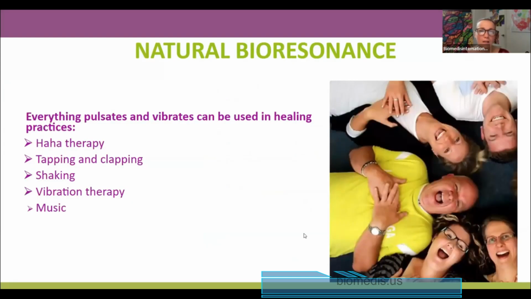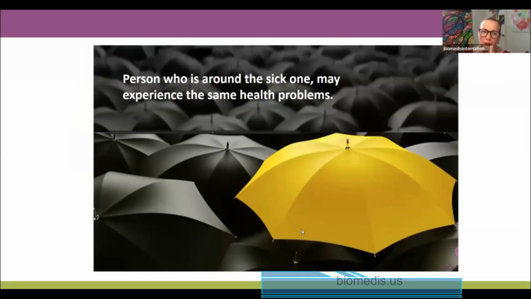So natural bioresonance is all around you. You can hug a tree, you can shake your body. Music is vibration, or even laugh therapy. They do have a study that if you laugh every single day for 5 or 15 minutes, you can heal a lot of things. And some people even heal oncology.